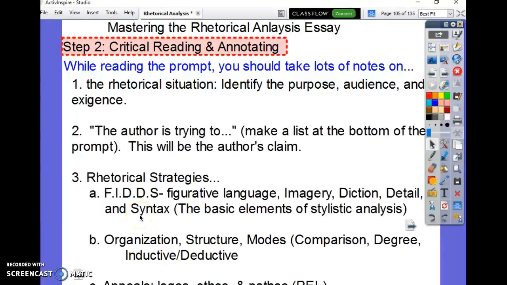like when King says, let freedom ring from this place to this place, saying that it's essentially going to ring throughout the entire country.